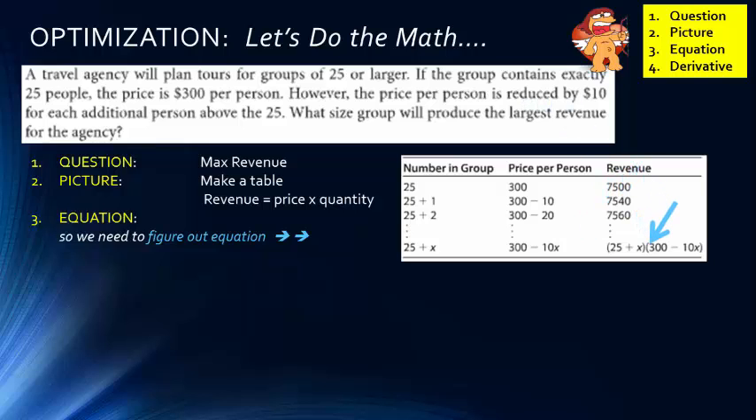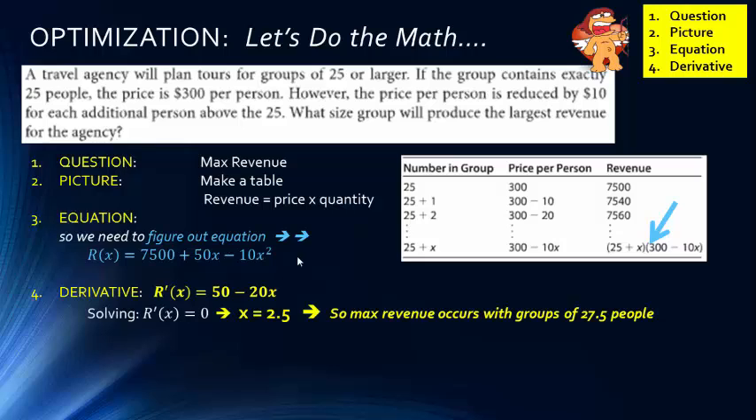So there's our equation. Again, we used the table to identify the pattern. We didn't put 26, we added 1, we subtracted the additional, and notice it's using the same language in the problem. If I multiply these 2 factors out, I get a simple quadratic equation, which again is very simple to solve for its derivative. If I set this equal to 0, I now get x equals 2.5. So max revenue occurs with groups of 27.5 people.